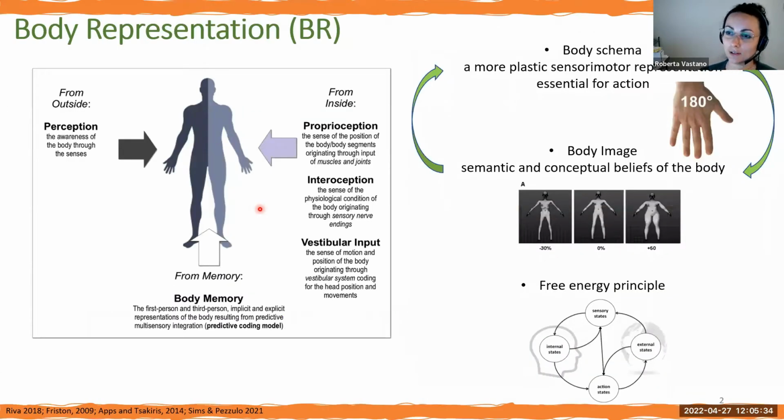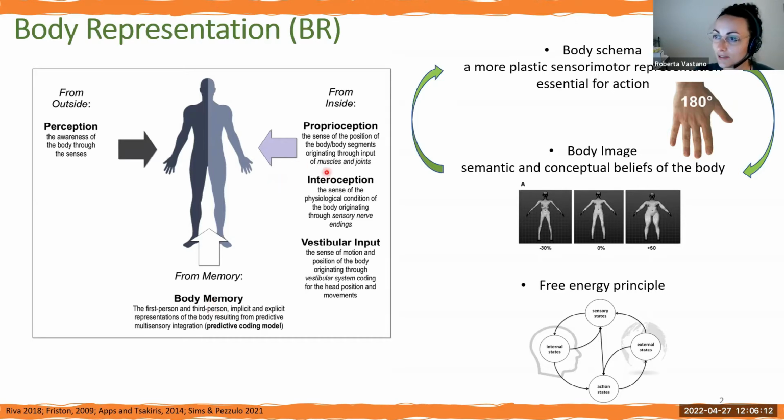So to start, I would like to introduce the concept of body representation. Body representation is a multidimensional concept because in order to maintain a current body representation, we need to integrate multiple sensory inputs. So we need to have an intact multisensory integration, so an intact perception through our senses, as well as integrating proprioceptive, interoceptive, and vestibular inputs. But also some stored representations of our body from memory. So we also need to have an internal construct of the body.